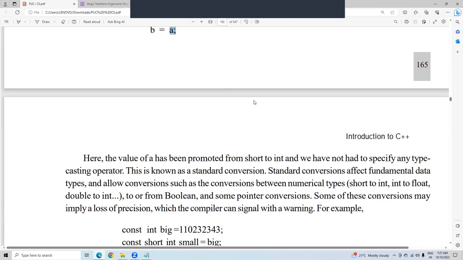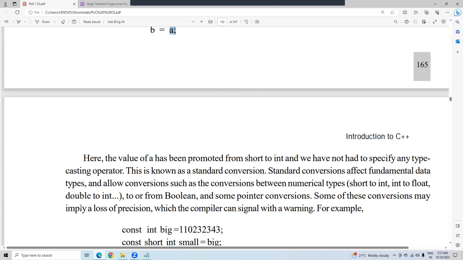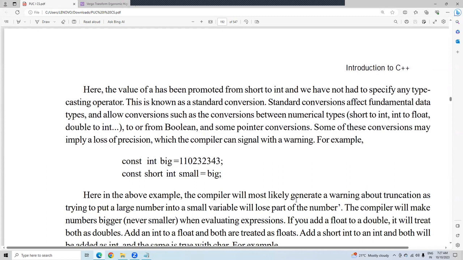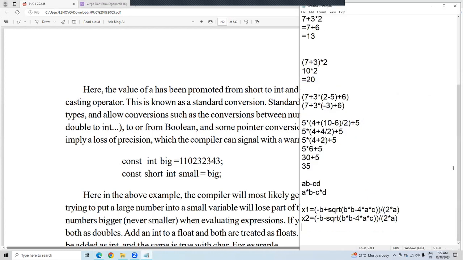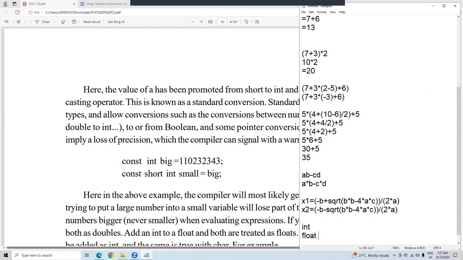implicit conversions are, right? So standard conversions affect fundamental data types and allow conversions such as conversions between numerical types, short to int to float, double to int, right? To or from Boolean, and some pointer conversions. These conversions may imply a loss of precision. Yes, there is a chance. See, here int is a data type which represents values without a decimal part. Float is a data type which represents a value with a decimal part.